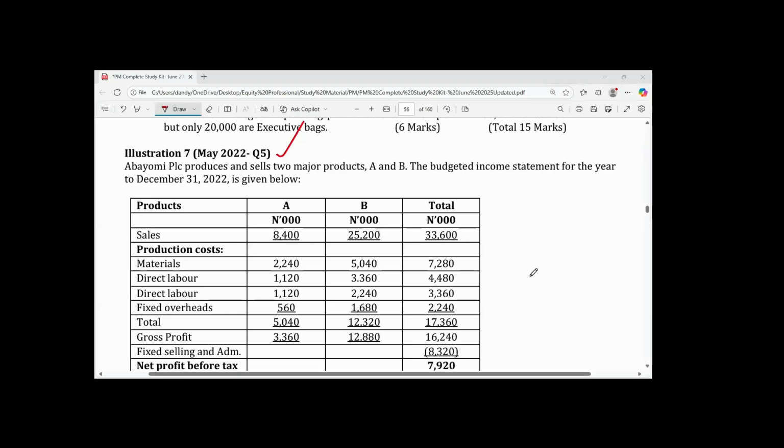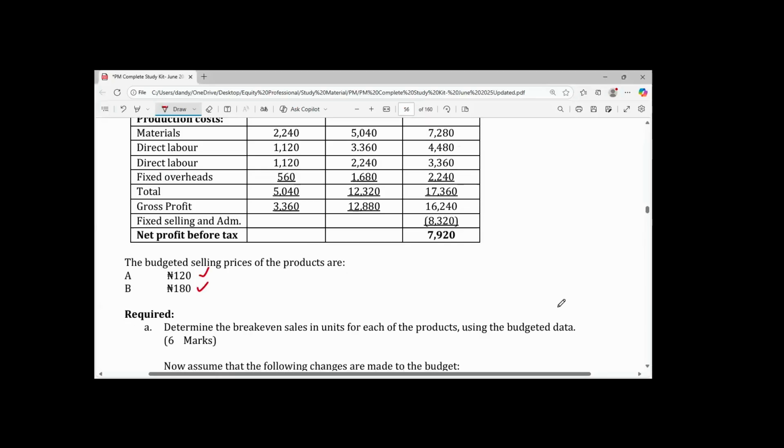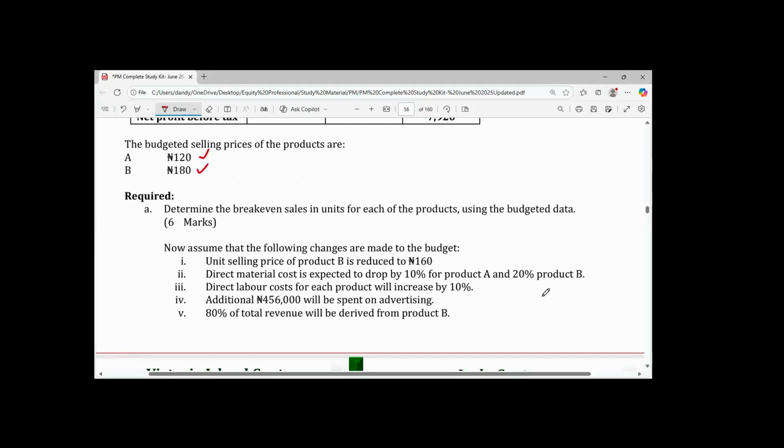Okay. Abayomi PLC produces and sells 2 major products, A and B. The budgeted income statement for the year to December 31, 2022 is given below. The budgeted selling prices of the products are A, 120 naira, B, 180 naira. You are required to determine the break-even sales in unit for each of the products using the budgeted data.